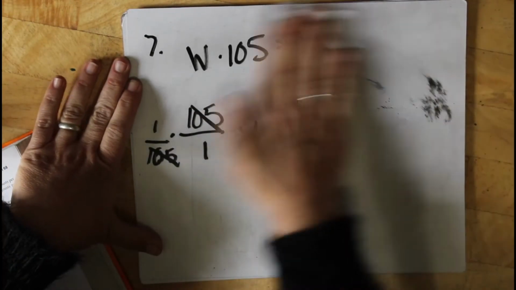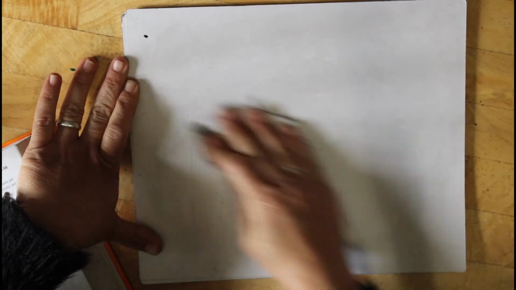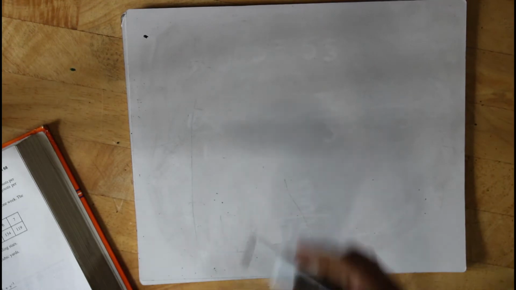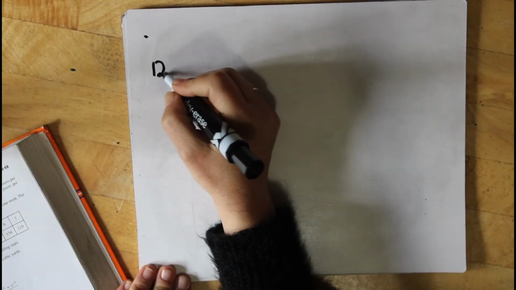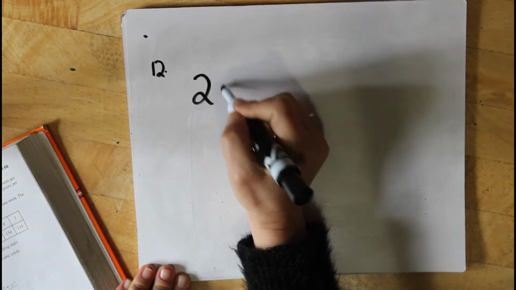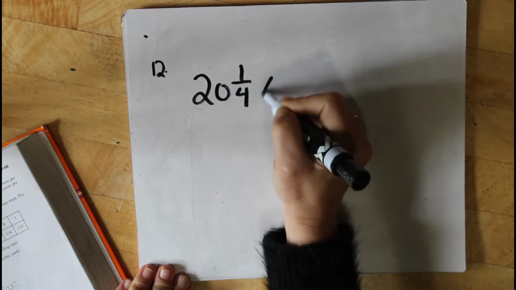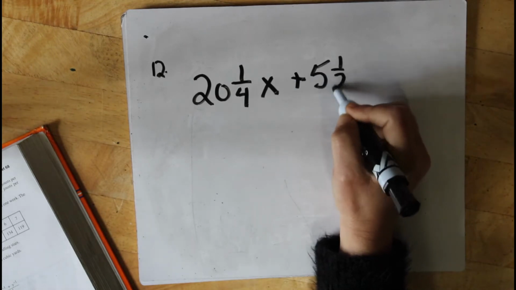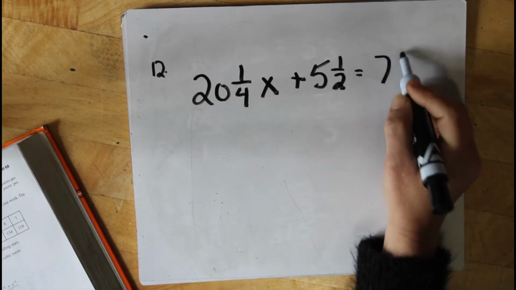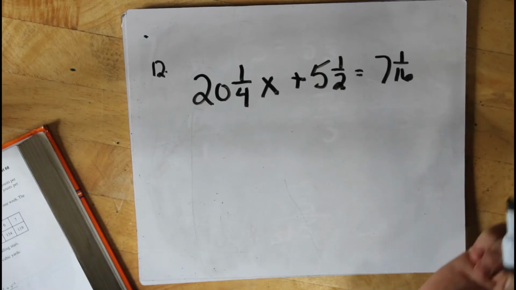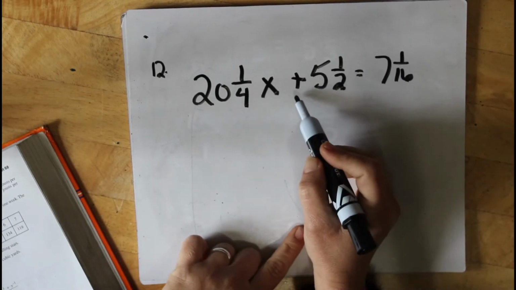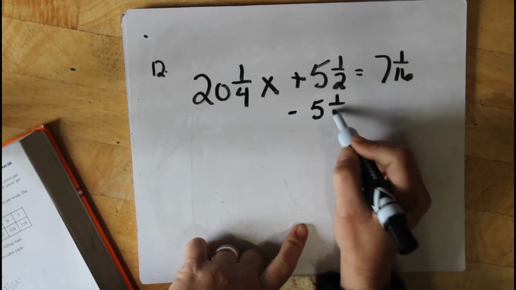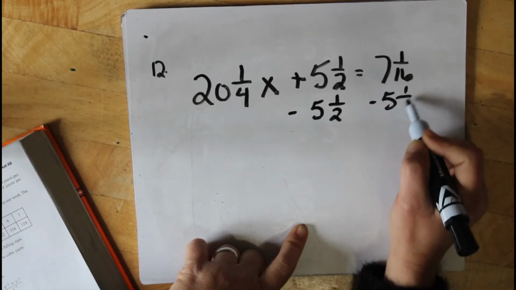Alright, the next one is still on lesson 68, and it's number 12. Number 12 is 20 1/4 x plus 5 1/2 equals 7 1/16. Alright, so first thing we have to do is get rid of this plus 5 1/2 by subtracting 5 1/2 on both sides of the equal sign.